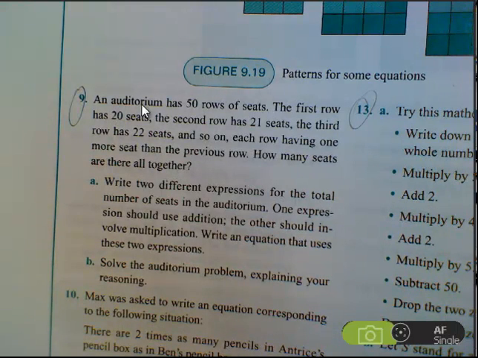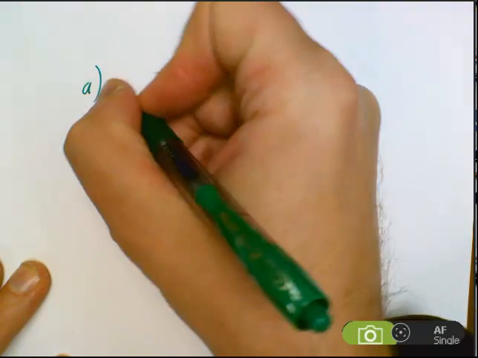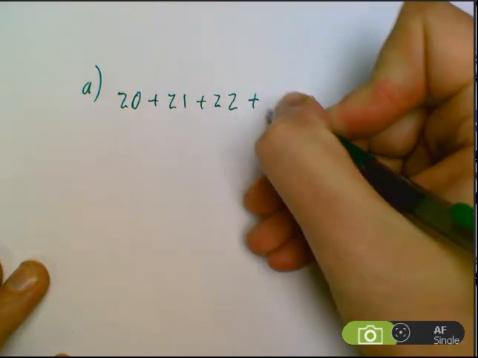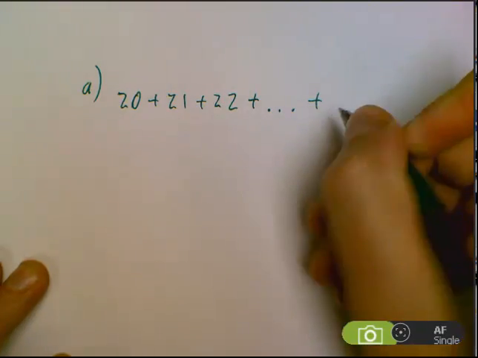It's an auditorium that has 50 rows of seats, and I'm not going to read the whole thing. If you want, you can just pause it and read it now or check your book. All right, so letter A says, write two different expressions for the total number of seats. A number of people, when I checked the homework, did this part additively, and it isn't too bad. We've got 50 rows of seats, and the first row has 20 seats, plus 21, plus 22, plus ... and it keeps going.